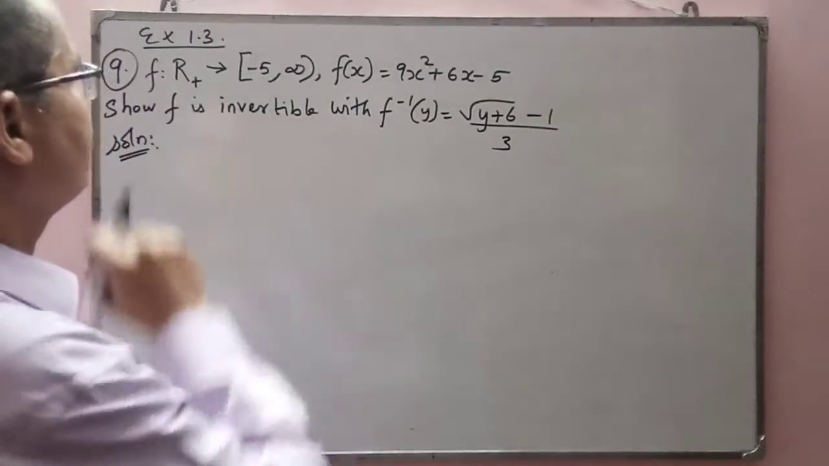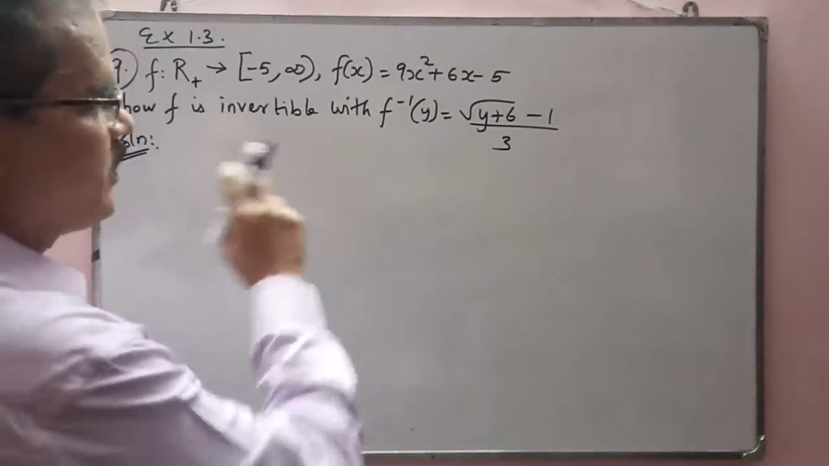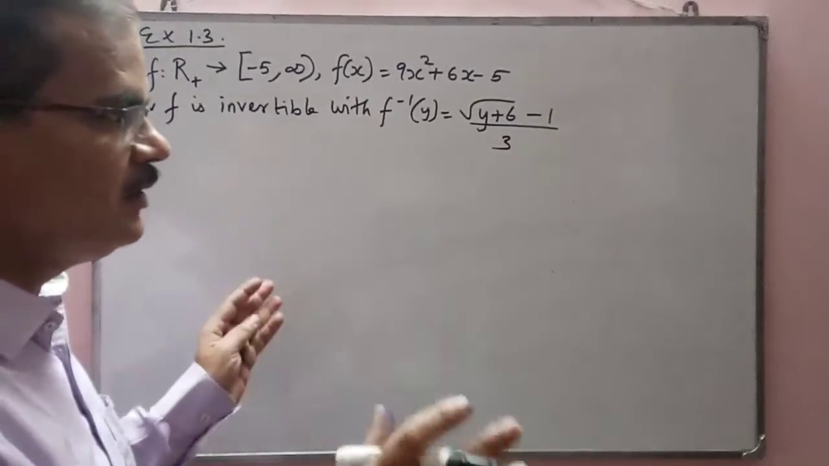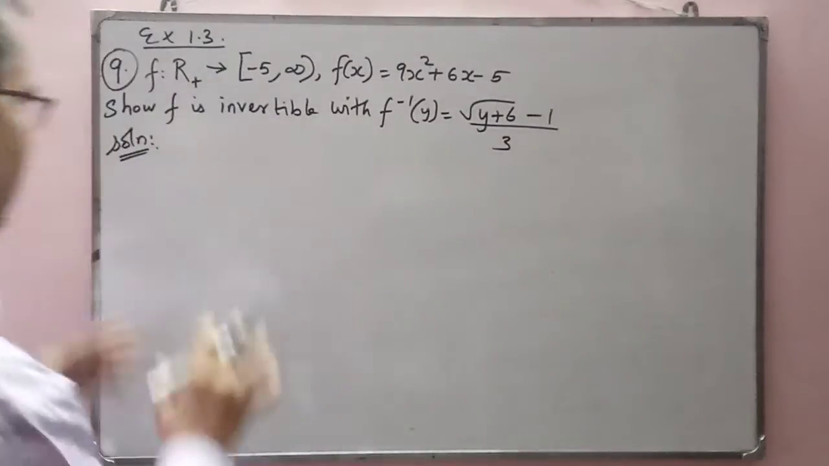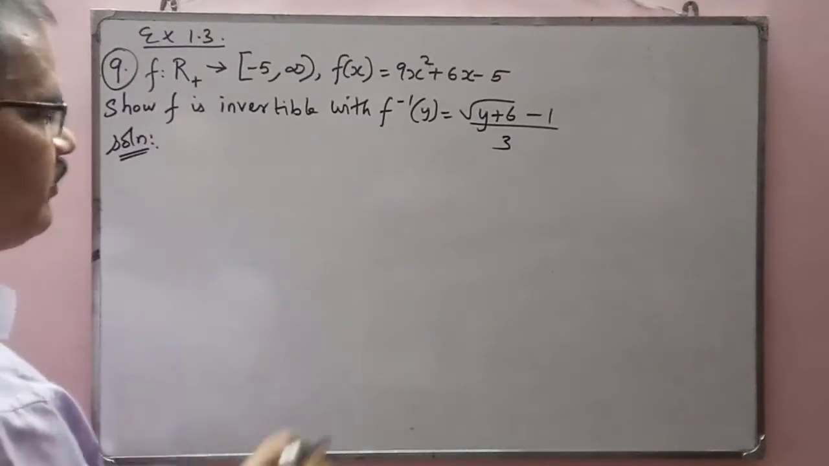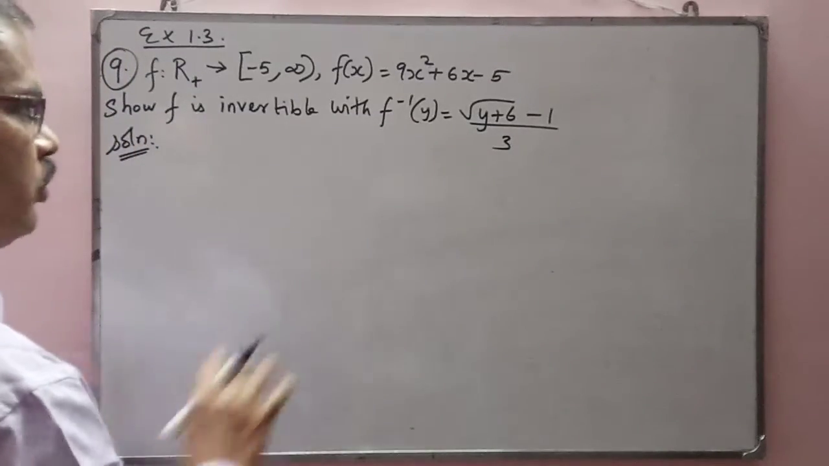We are discussing exercise 1.3, ninth problem. Already this problem I have done in a different way. Now I am going to do it in another way. Whichever you feel is easier, you can follow it. The first part, one to one, is going to be the same, but in the onto part there will be a small difference. Let us do the one to one first.